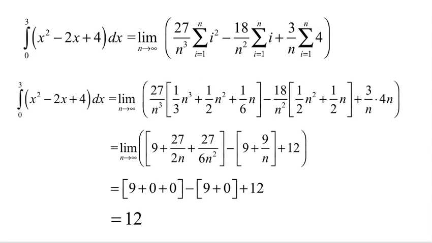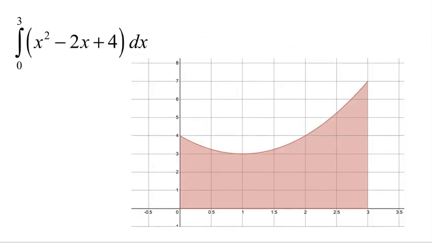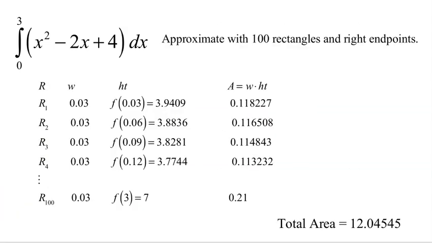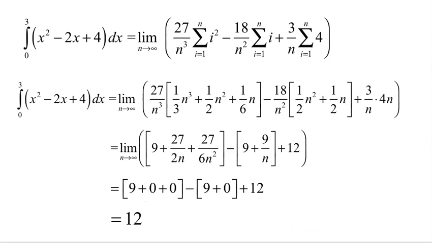So what we're claiming is that that pink area is 12. Now, what did we say before? What were our approximations that we had? If I recall, the first approximation I had was 12.875 for 6 rectangles. Not a very good approximation, but it was at least in the neighborhood. For 100 rectangles, we had 12.04545. If we wanted a better approximation, we'd use 1,000 rectangles. But using the limit as n goes to infinity, using our calculus, we go ahead and get our answer of 12. So 12 is the area under the curve that we're able to get by looking at that area as a limit of a Riemann sum.